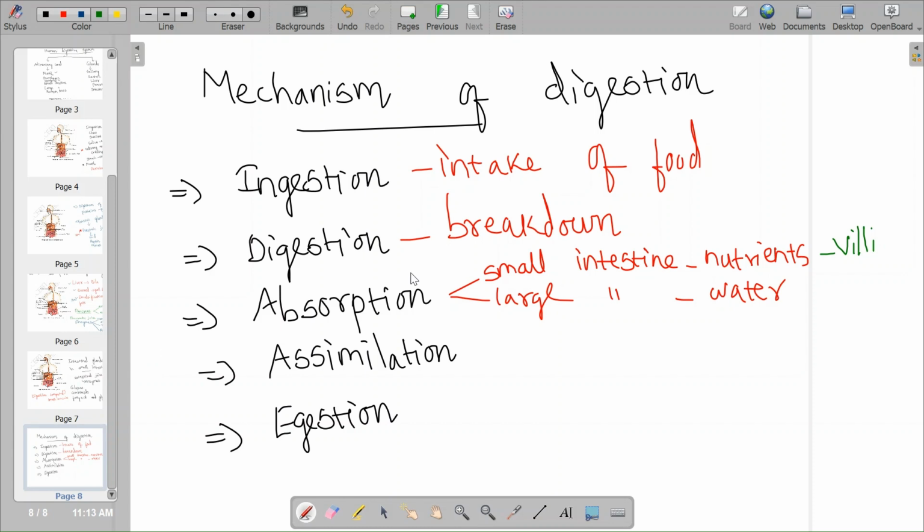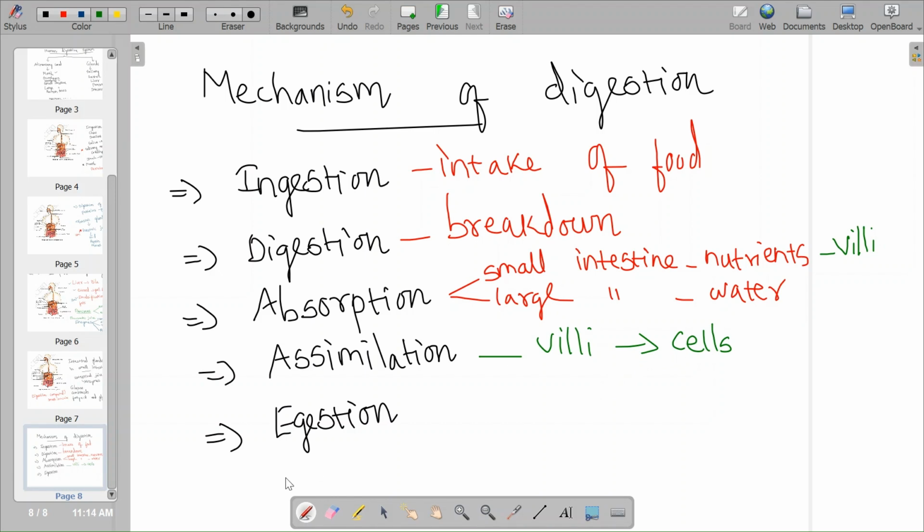Now next is assimilation. What is assimilation? From the small intestine, the villi absorb all these nutrients, and they are distributed to all the cells and tissues, where they are utilized for the production of energy, building up of new tissues, or repairing of tissues. That process is called assimilation.